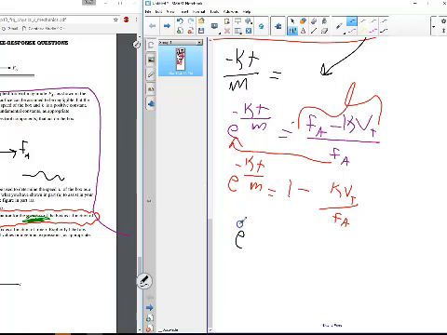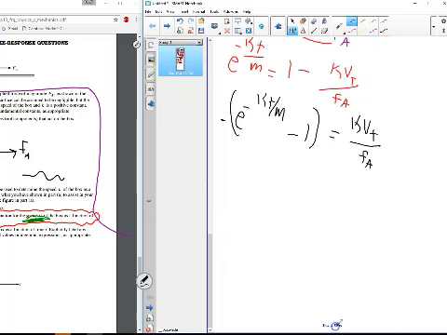we're going to have to subtract 1, and then we're going to have to multiply both sides by negative 1. I'm going to show all the steps just so we're clear. I'm going to put a negative is equal to k vt over f sub a, and now we'll multiply this negative out, and so we're going to get f sub a times e negative, oh no, now I'm doing double e, e to the power of e.